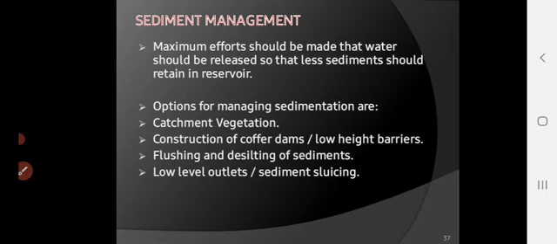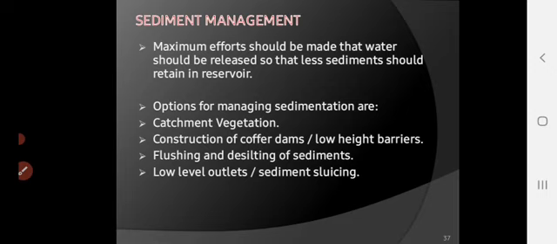Construction of coffer dam or low height barriers. So before, on the upstream face of the reservoir, some small height dams are constructed which do not obstruct the flow, but at that barrier, the sediment gets deposited over there and relatively clear water flows from them, and relatively less sediment comes into the reservoir, right? So on the upstream side of the reservoir, one can construct coffer dam or low height barriers.